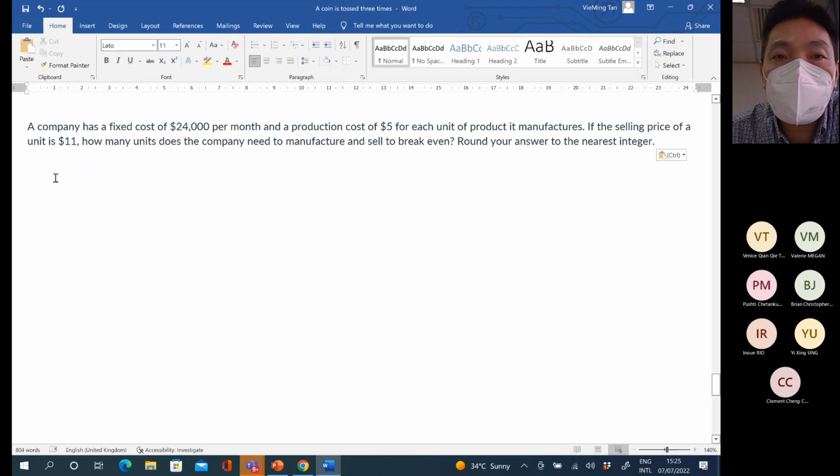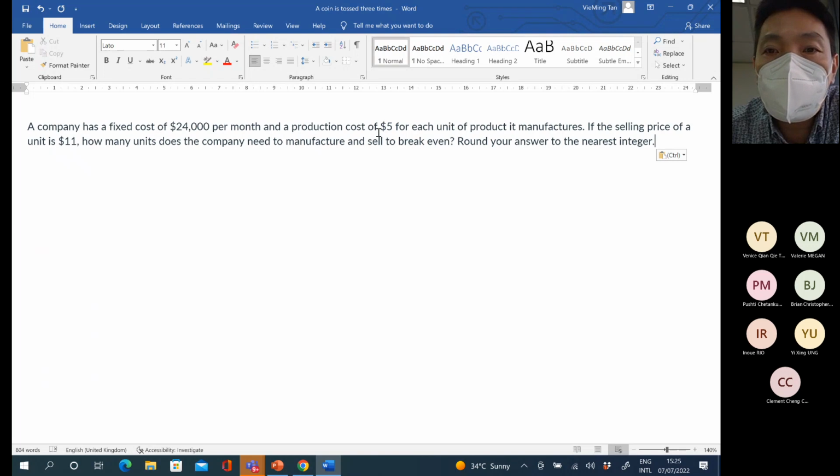So a company has a fixed cost of this per month. Okay, so every month this is the fixed cost. That means the fixed cost will be the same every month. So that means we may find that the fixed cost is a horizontal line. And the production cost of $5 for each unit of product it manufactures.